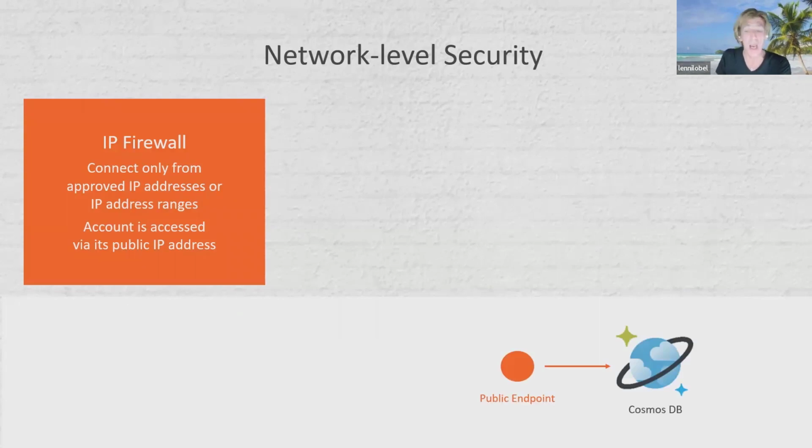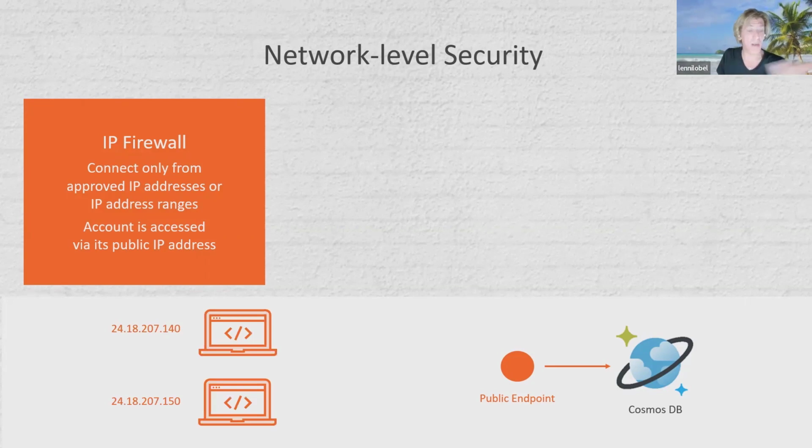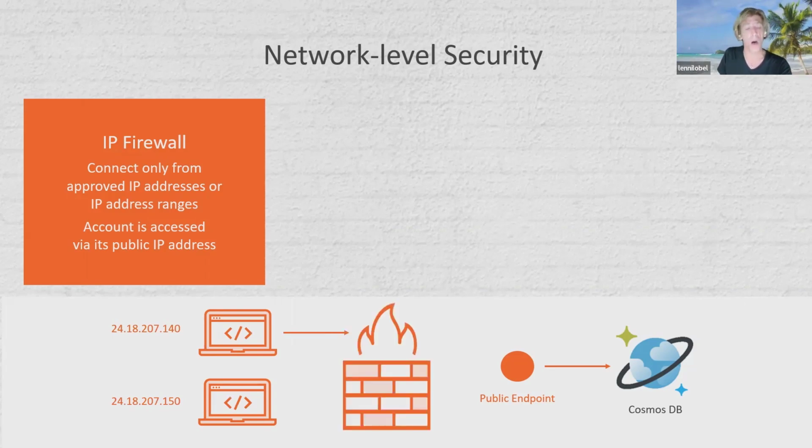So this Cosmos DB, it has a public endpoint, it has a public IP address, and here are two clients that would normally be able to access that public endpoint. But if I put up the firewall and I approve the IP address of that first client, then requests from that client will be allowed to flow through the firewall to the public endpoint and onto Cosmos DB. But if I don't approve the IP address of that second client, it will of course get blocked by the firewall. Very simple, very basic, very powerful though, and very effective.